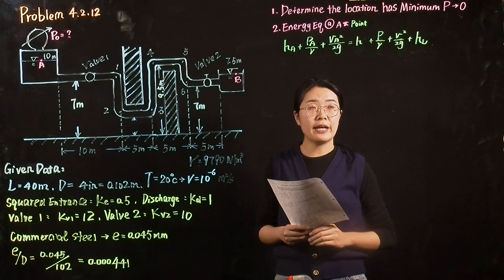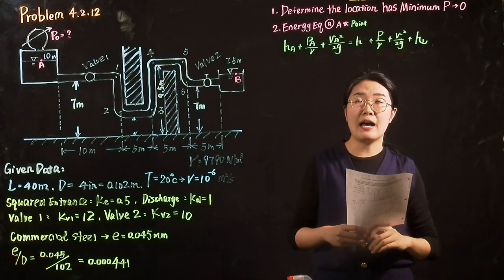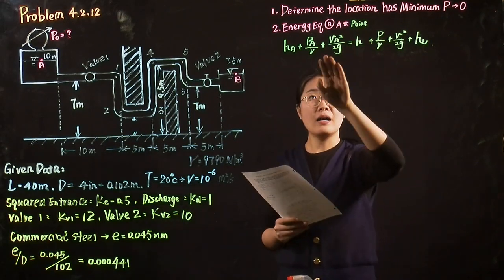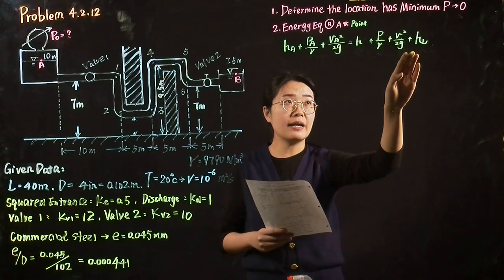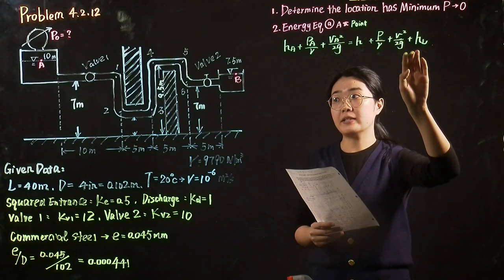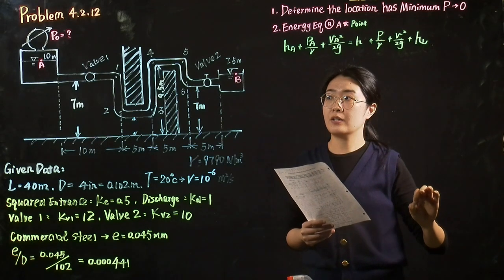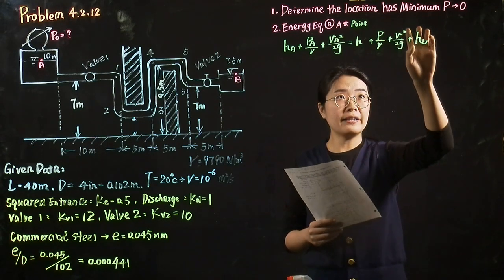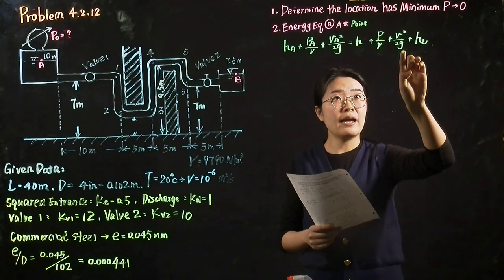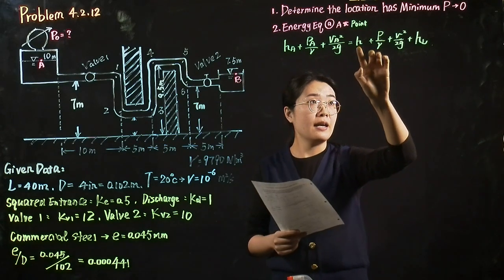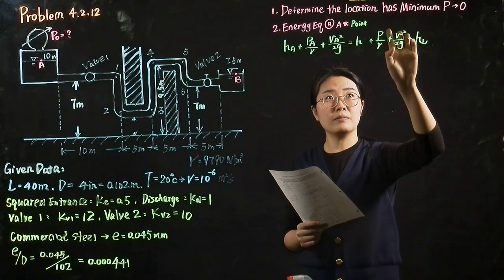And to determine the location that has a minimum pressure, let's take a look at the energy equation at point A and at a random point. On the left-hand side is the energy at point A, which is a constant. On the right-hand side is the energy at a random point along the pipeline. Because the flow rate and the diameter along the pipe do not change, the velocity head here is a constant. Therefore, if the point has a higher value in height and head loss, it will have a smaller value in the pressure head.